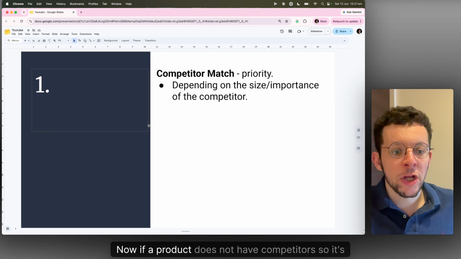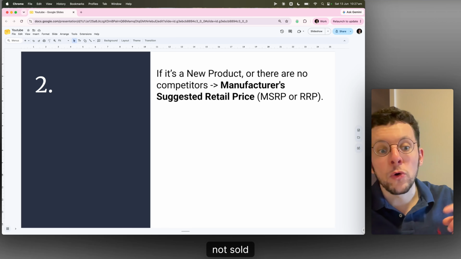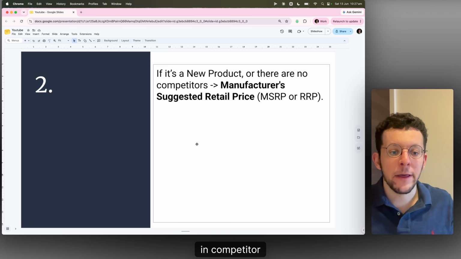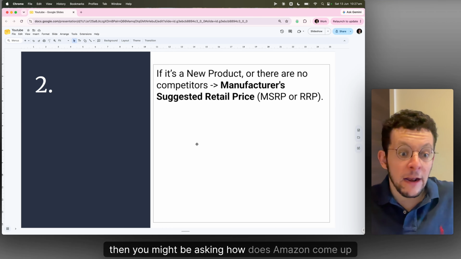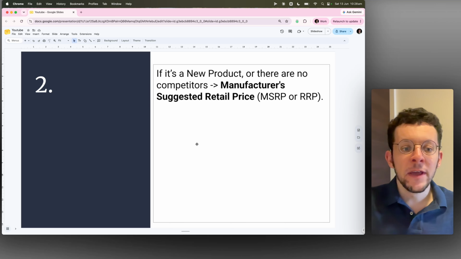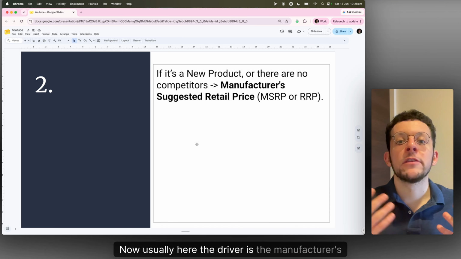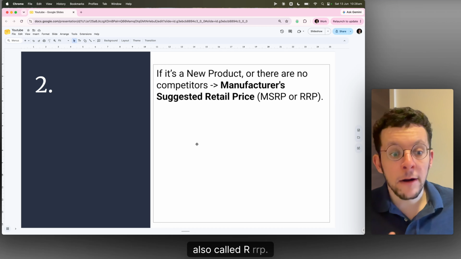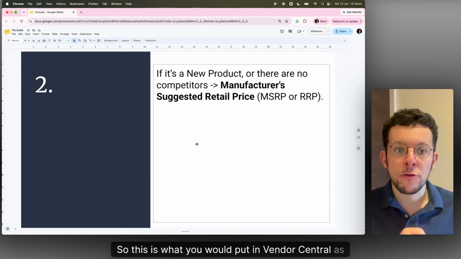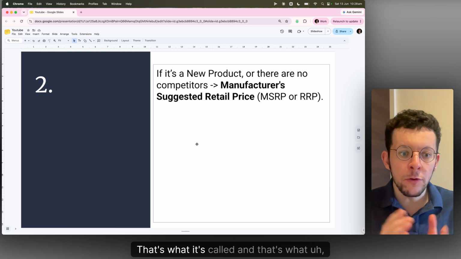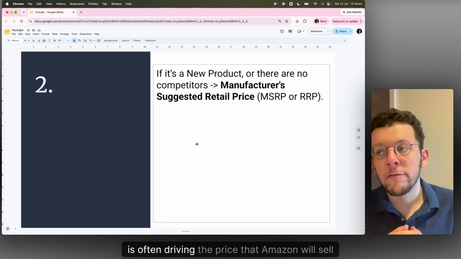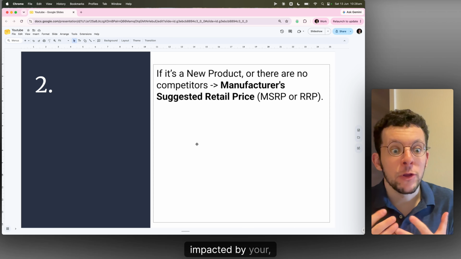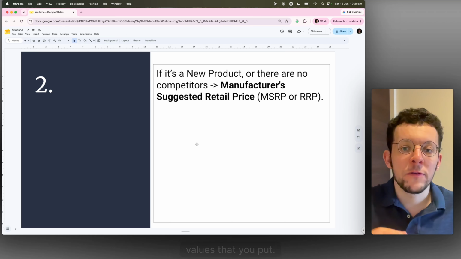Now, if a product does not have competitors, so it's not sold at competitors, for example, if it's a new product or if it's just not ranged in competitor channels, then you might be asking, how does Amazon come up with the pricing in that scenario? Usually here, the driver is the manufacturer's suggested retail price, MSRP, also called RRP. This is what you would put in Vendor Central as the list price with tax. That's what it's called, and that's what is often driving the price that Amazon will sell at. This is obviously impacted by the values that you put, so there's a bit more control here.